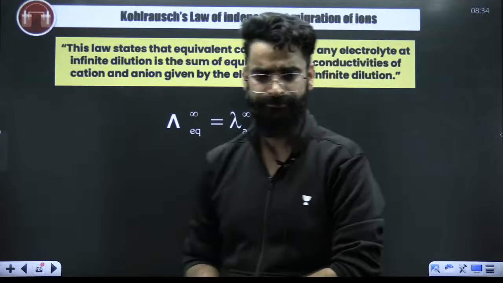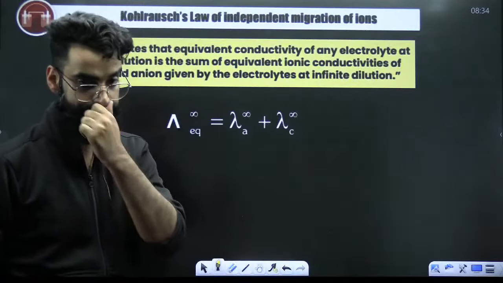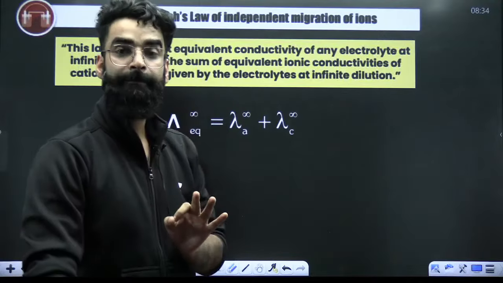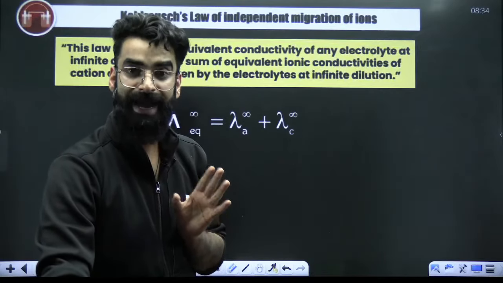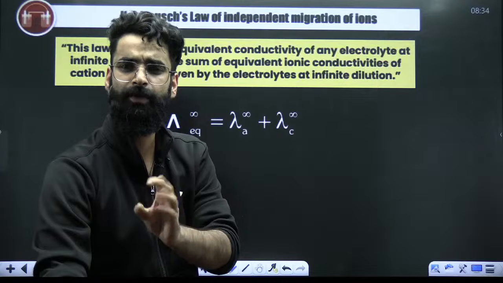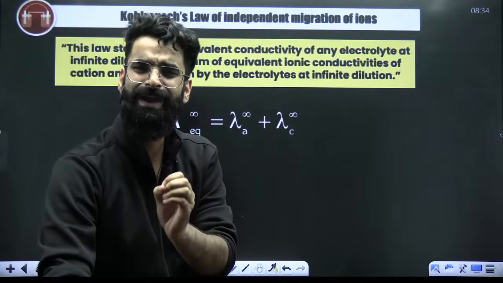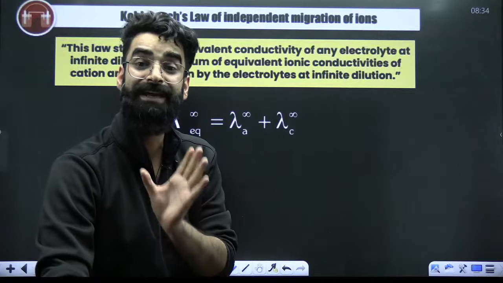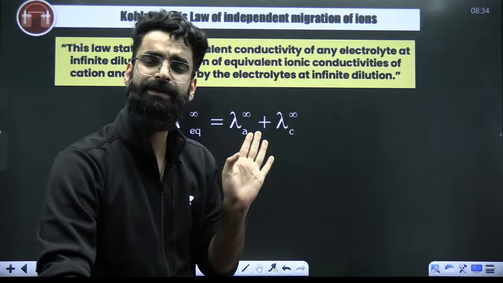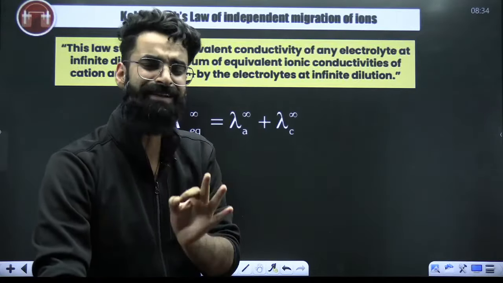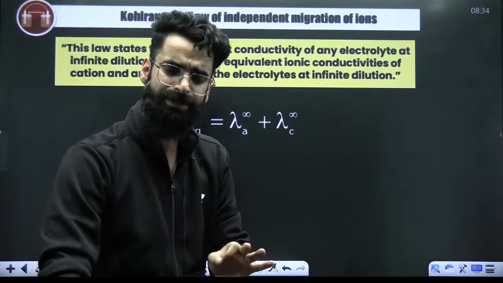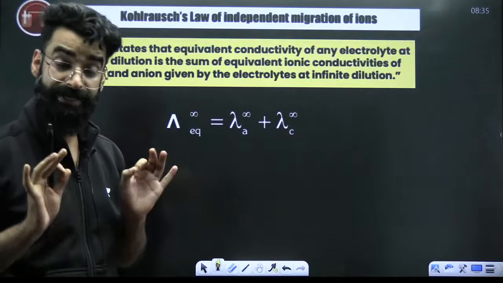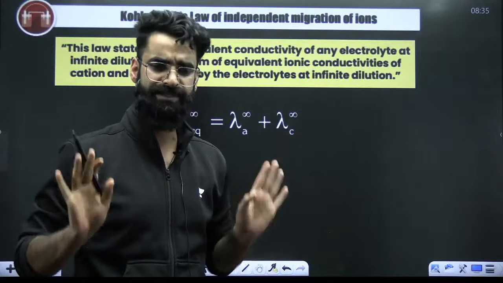What does it mean exactly? Let's try to understand. First of all, at infinite dilution, 100% of the electrolyte is ionized. At infinite dilution, the distance between the oppositely charged ions in the solution is infinite. The force of attraction between the oppositely charged ions is zero. So I can say at infinite dilution, ions move freely, right? They move freely. This is something which is understood.